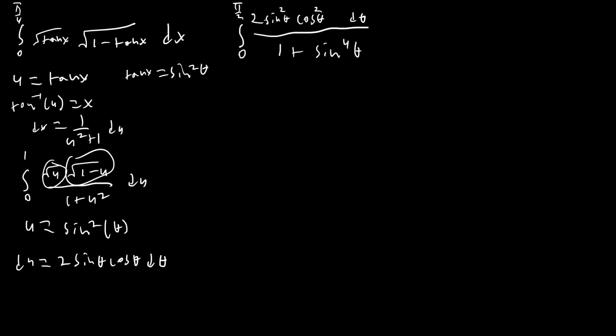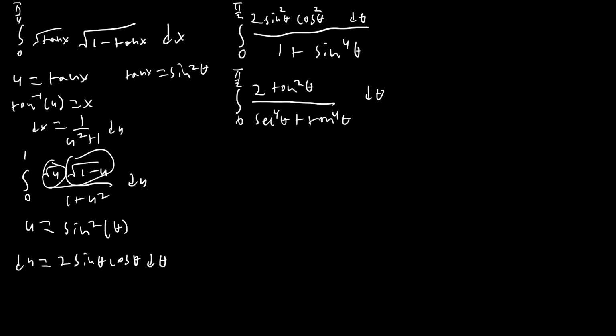Now, to get rid of this sine to the fourth, since sine is sometimes a little bit more difficult to deal with, we're going to multiply by secant to the fourth on the top and bottom. So we're going to have the integral from 0 to pi over 2 of 2 times tangent squared of theta. Cosine squared of theta is just going to disappear. And on the bottom, we're going to have secant to the fourth of theta plus tangent to the fourth of theta, d theta.